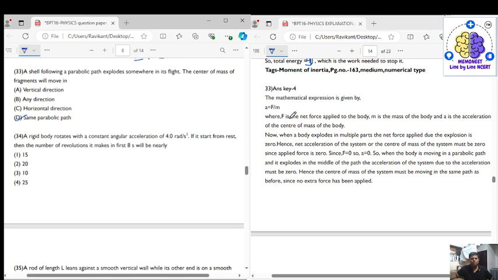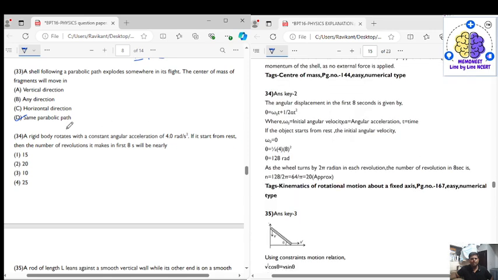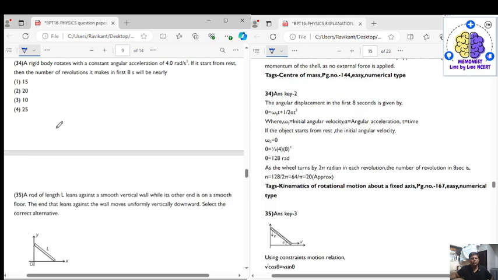Next, coming to question number 34. Question number 34 says that a rigid body rotates with a constant angular acceleration. Angular acceleration alpha is being given to us as 4 radian per second square. Now, if it starts from rest, then the number of revolutions it makes in the first 8 seconds. Starts from rest, that means omega naught is equal to 0, right? The number of revolutions it makes.